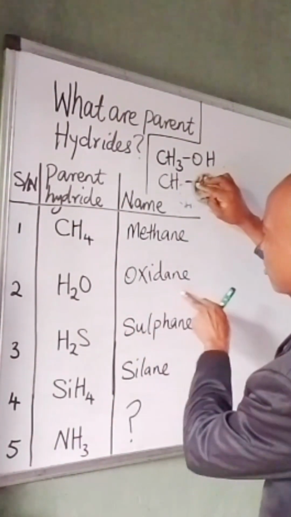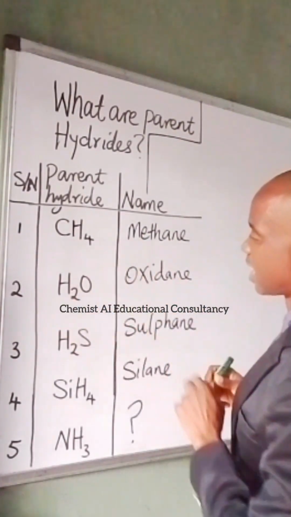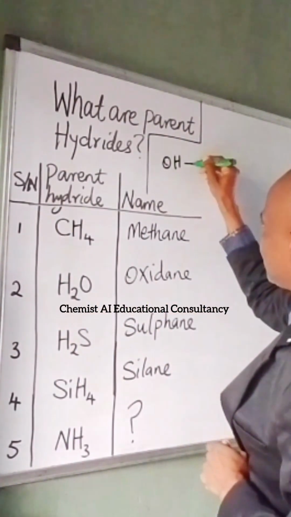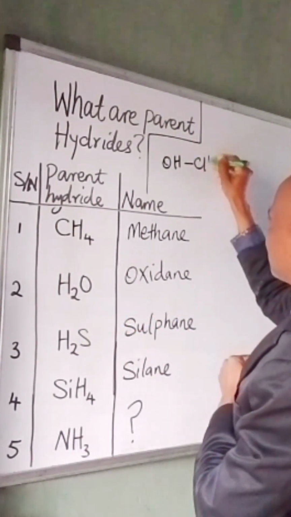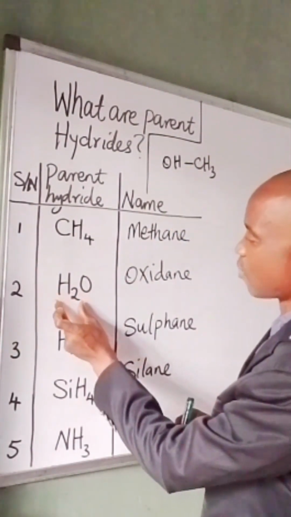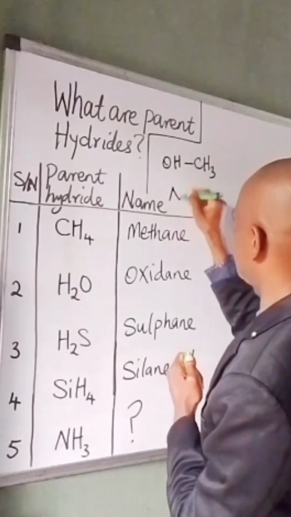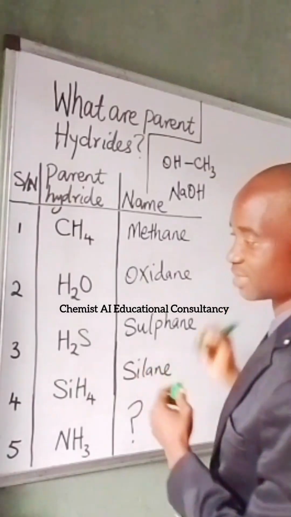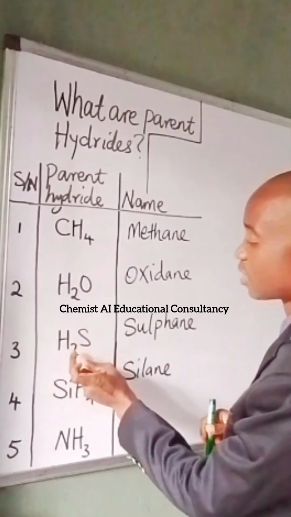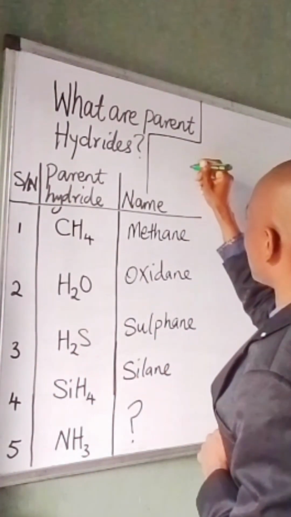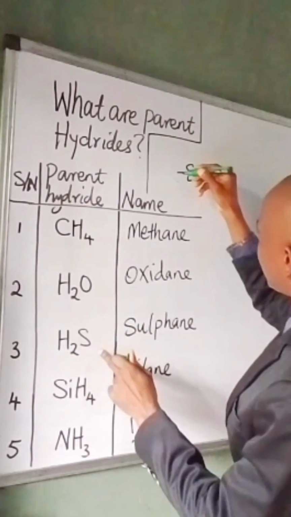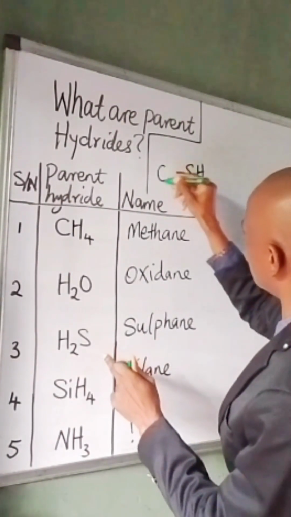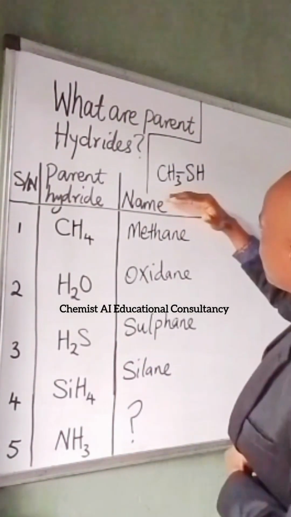Now let's consider oxidane. You can remove one hydrogen and you have OH. Then you replace it with methyl group. You have methanol. You can remove one hydrogen and replace it with sodium and you have sodium hydroxide. Now let's come to sulfane. You can remove one H and what you have is SH remaining. Then that hydrogen, when replaced with CH3, you are going to have methanethiol.